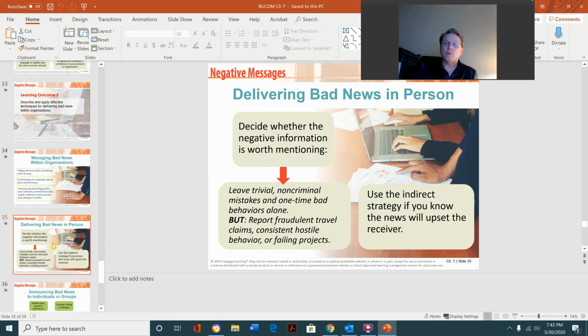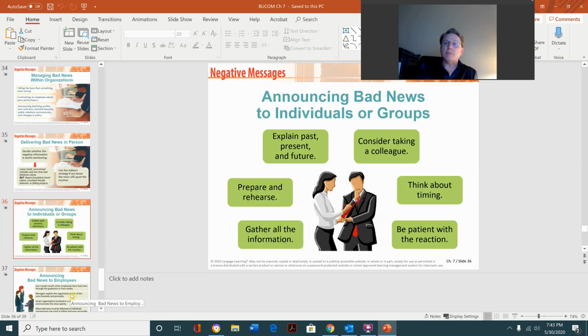Leave trivial, non-criminal mistakes on one-time bad news behavior alone. Report fraudulent travel claims, consistent hostile behavior, or failing projects. Use the indirect strategy if you know the news will upset the receiver. Okay, and announcing bad news to individuals or groups, and explain the past, present, future.